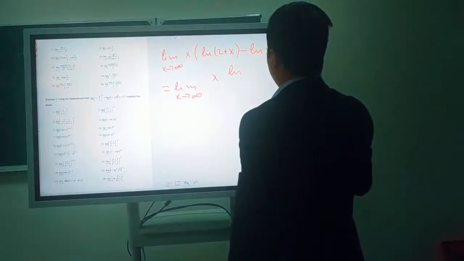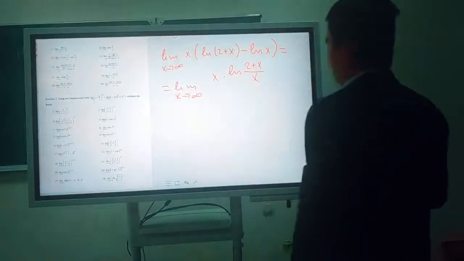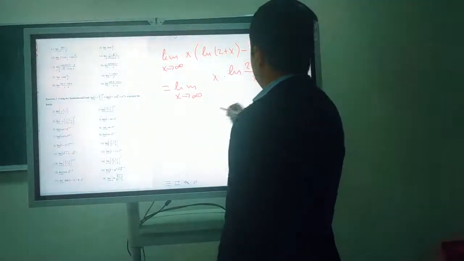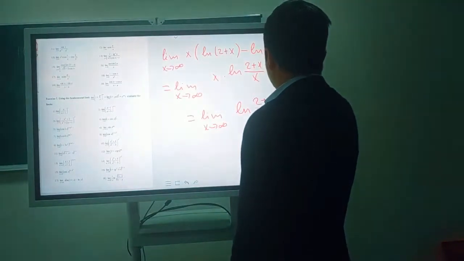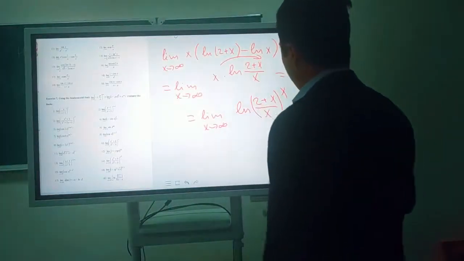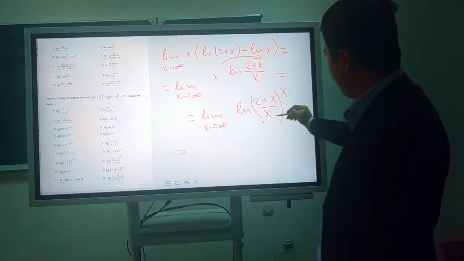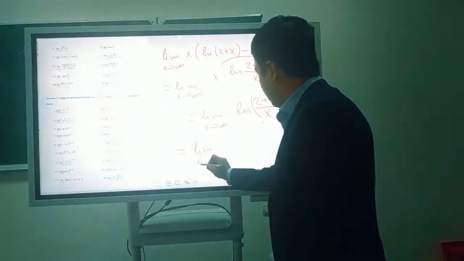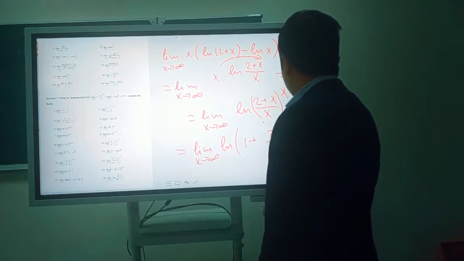2 plus x over x we have, and then it means natural logarithm of (2 plus x over x) to the power of x, it goes to the power. Yes? So now let's find the limit of this one. How to find it? Look here, we can divide by terms. So it is limit x tends to infinity, natural logarithm of (1 plus 2 over x) to the power of x.